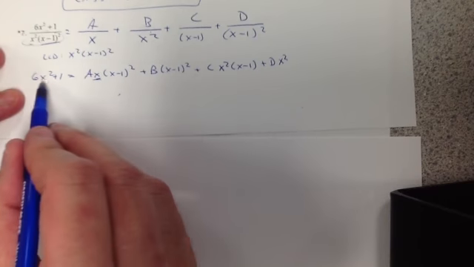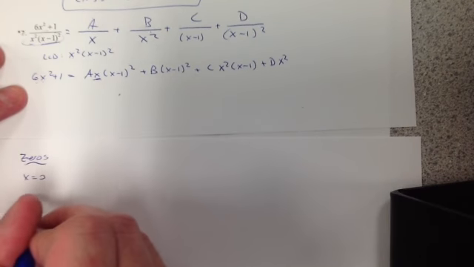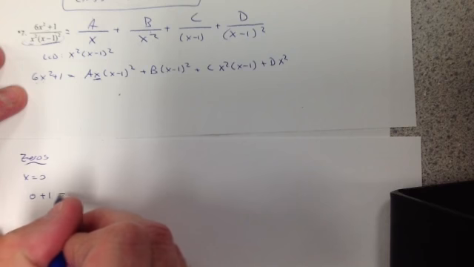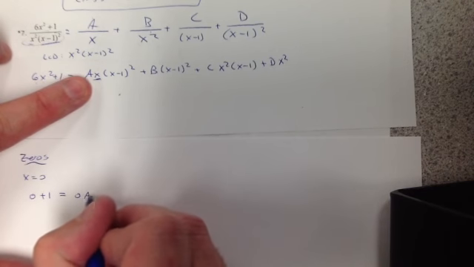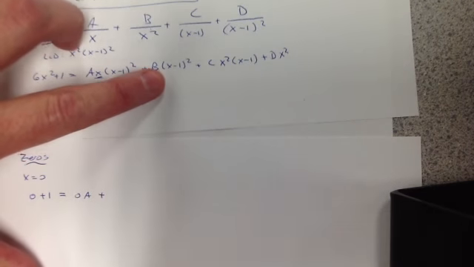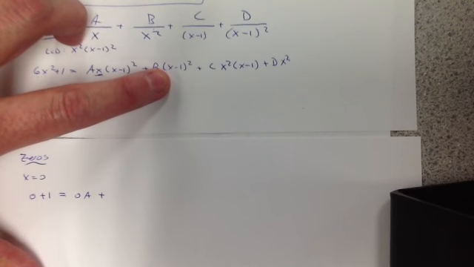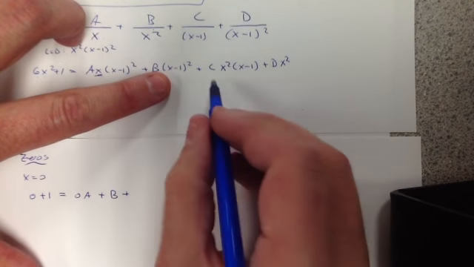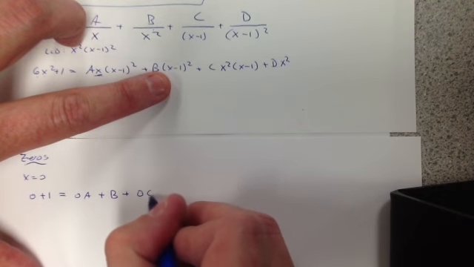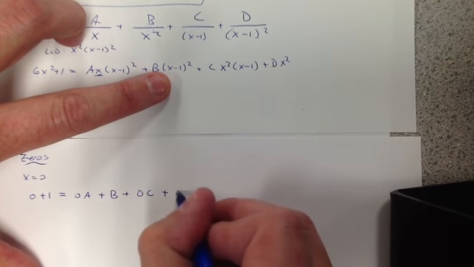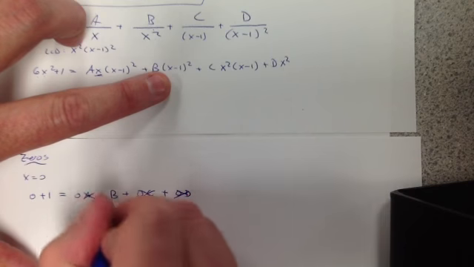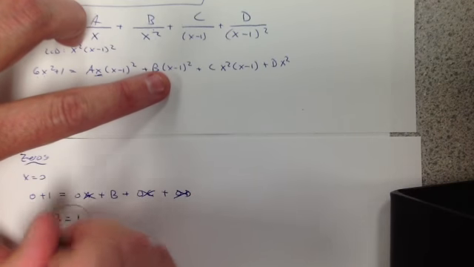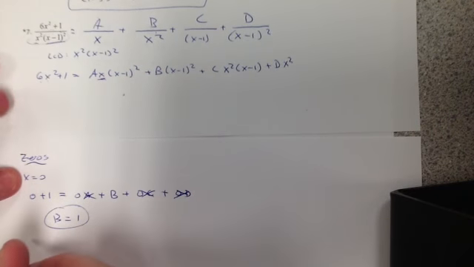So, if I plug it in, 0 plus 1 equals 0a plus, be careful, 0 minus 1 is 1. Square that, we get b, just 1b, plus 0 squared, still 0. 0c plus 0d. B equals 1. What's my other 0?